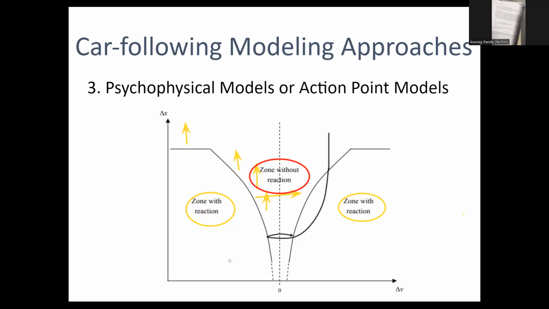This is just showing where the vehicle was. There was a zone without reaction, and then suddenly the vehicle got into the reaction zone, and then they accelerated. So their delta X and delta V became pretty large like that. Okay, so let's refine this. I'll show this refined version of this for VISSIM.